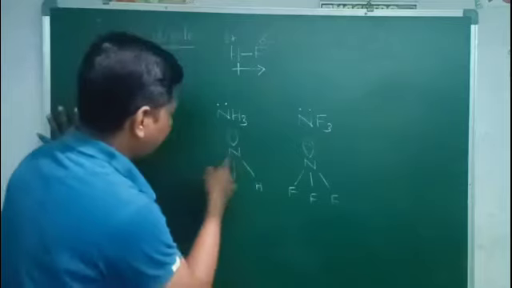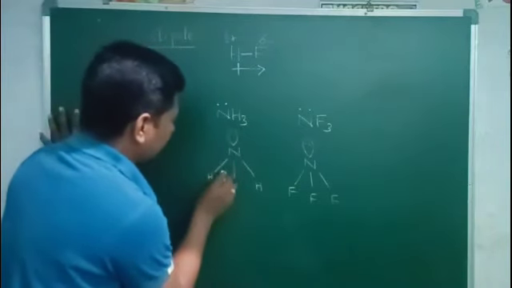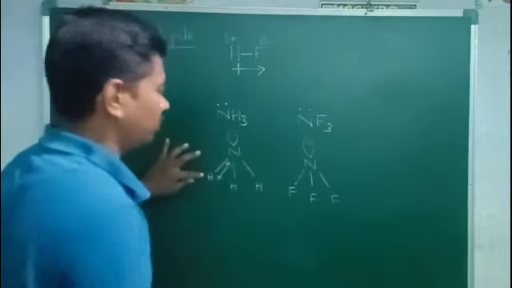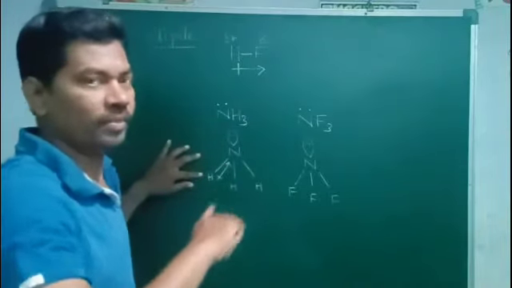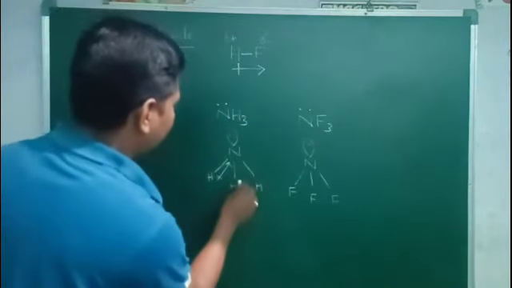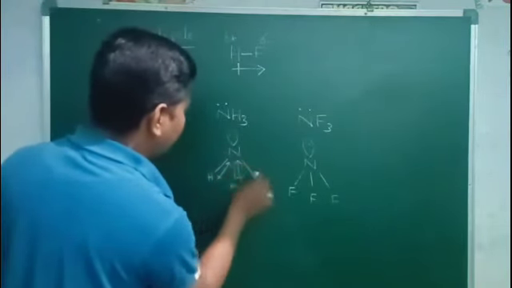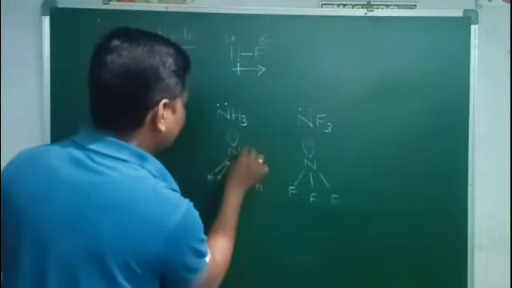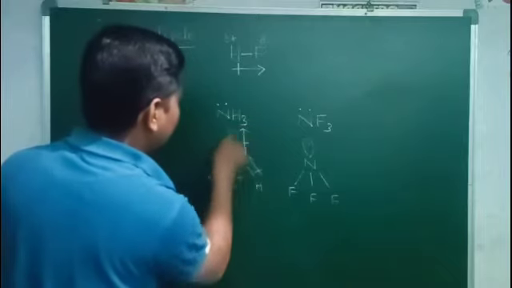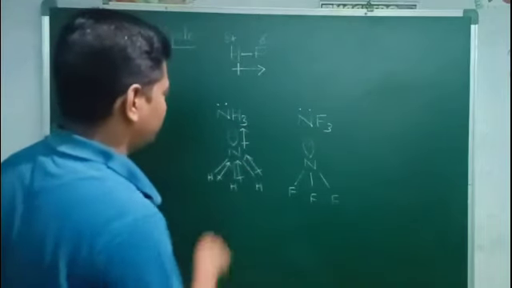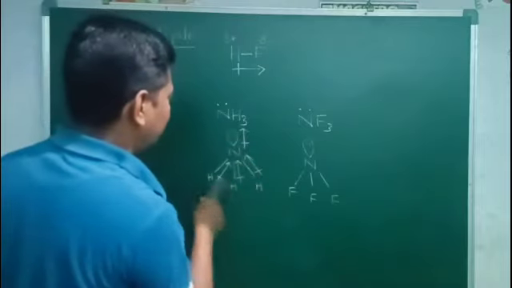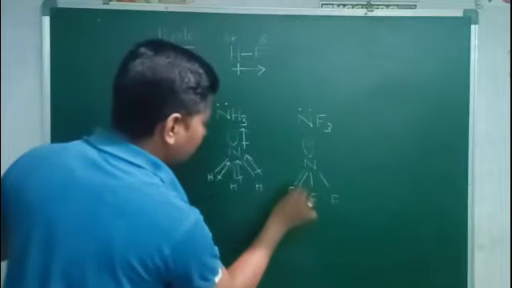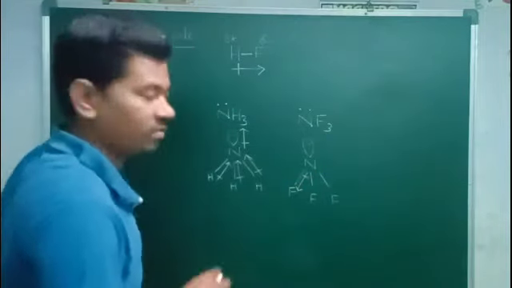Students, you can see here that the dipoles are moving. In NH3, dipoles are present from hydrogen to nitrogen, because the most electronegative atom is nitrogen. So the bond pair will shift towards nitrogen, and the dipole will move towards nitrogen. From nitrogen, one dipole also moves towards the lone pair of electrons. And in NF3, the dipoles move from nitrogen to fluorine, because the most electronegative atom is fluorine.